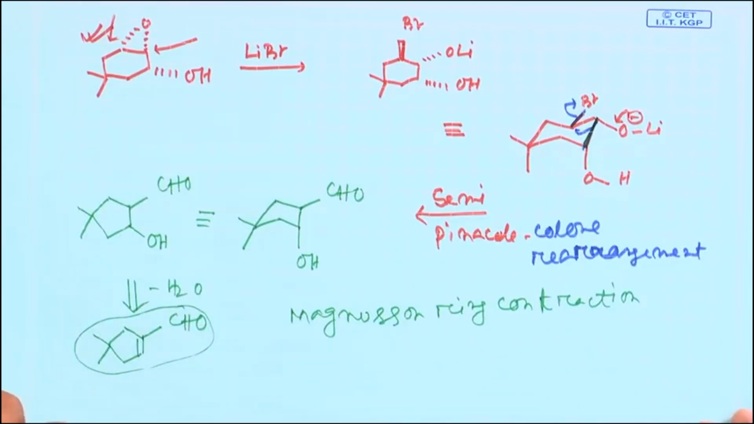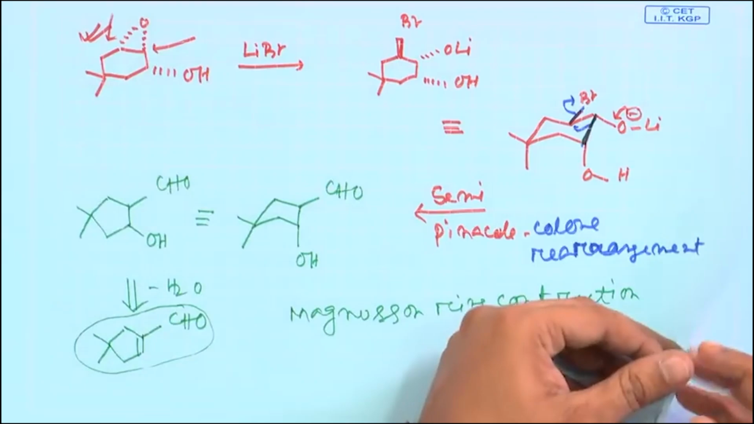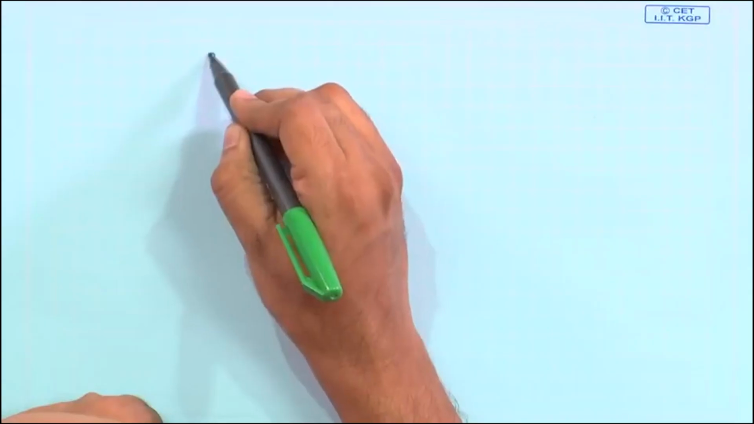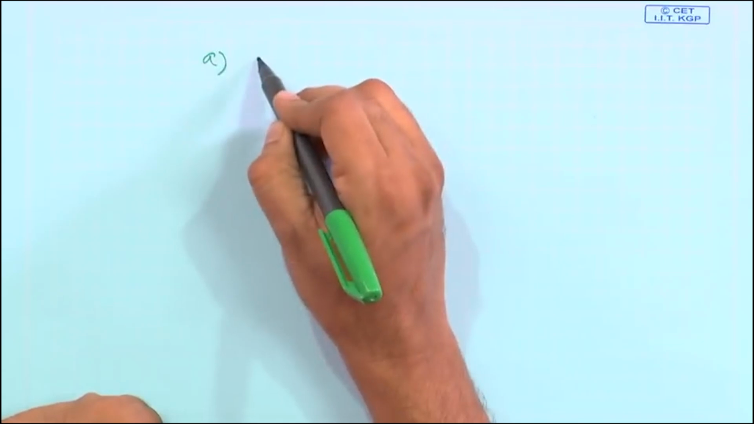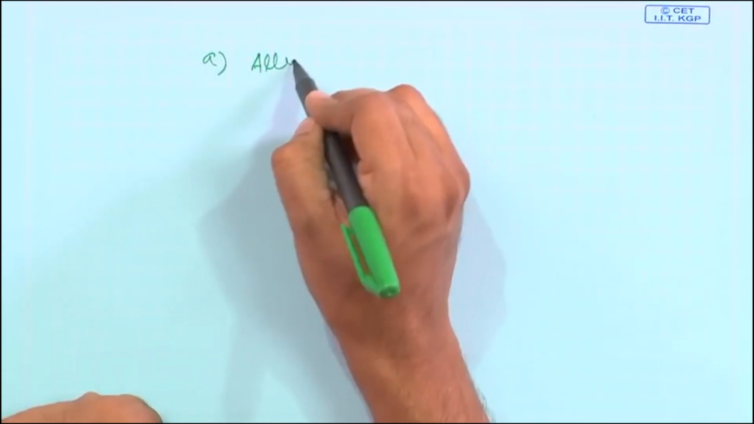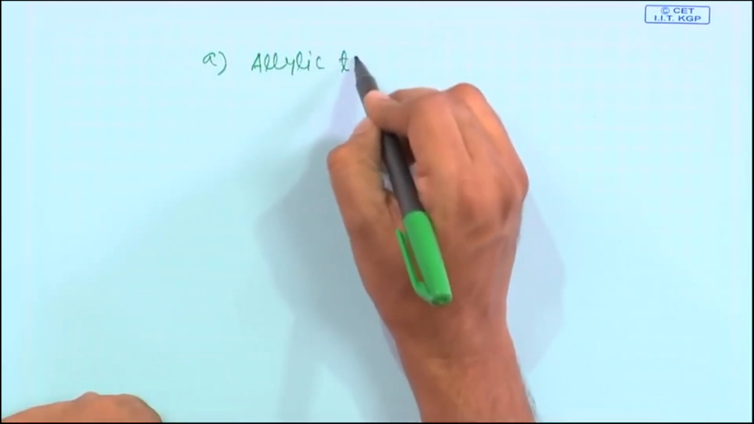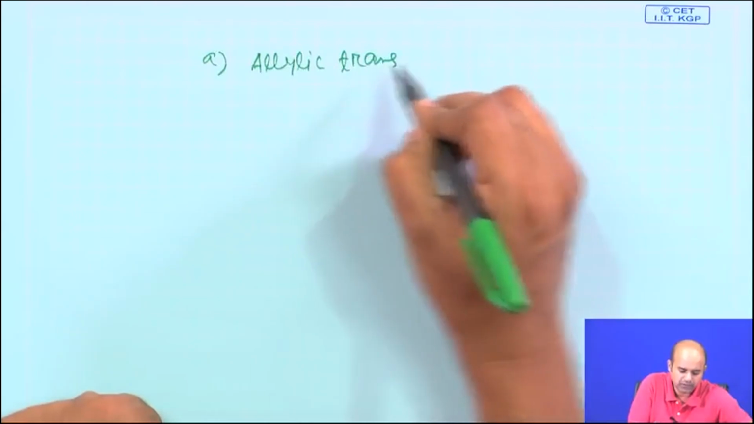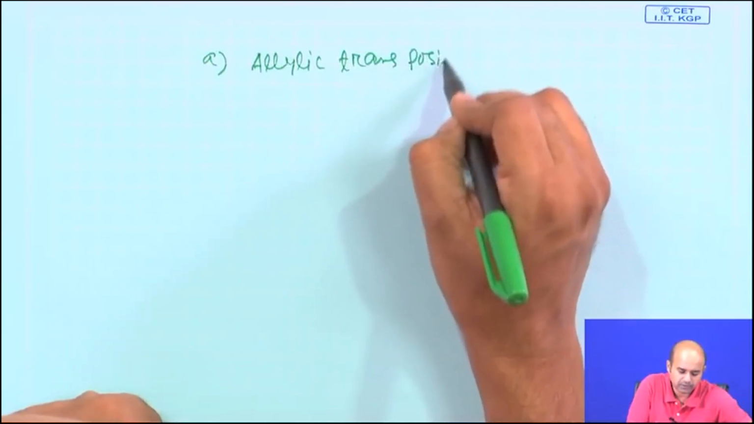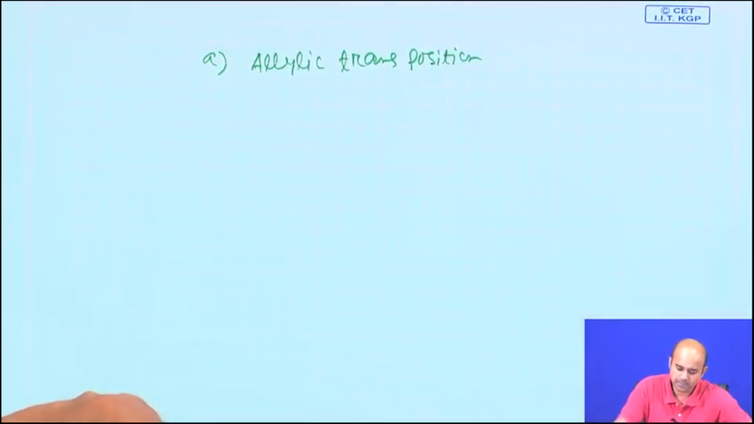Now, Magnus ring contraction is not a name reaction, but it is a very useful, very powerful reaction. Particularly with this ring contraction, you will see that we have learnt many strategically useful reactions. Some of them you already know, like this allylic transposition, which we are already familiar with. We have explained it many times.